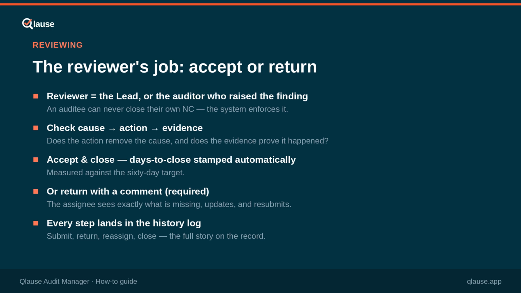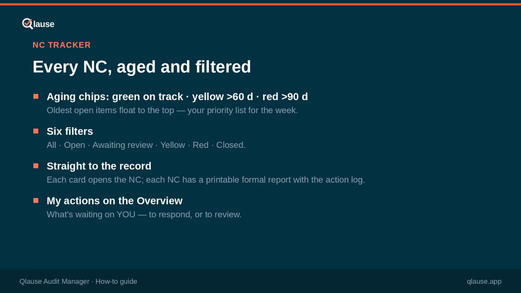If it doesn't, return it with a comment. The comment is required, so the assignee always knows exactly what to fix. Every submit, return, reassignment, and closure is written to the NC's history log, so the full story is always on the record. To see the whole nonconformance picture, open the NC tracker.